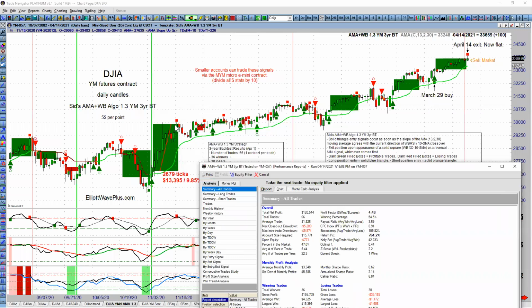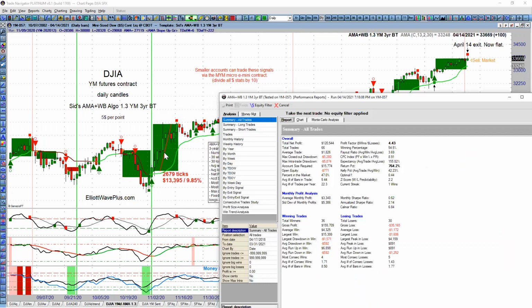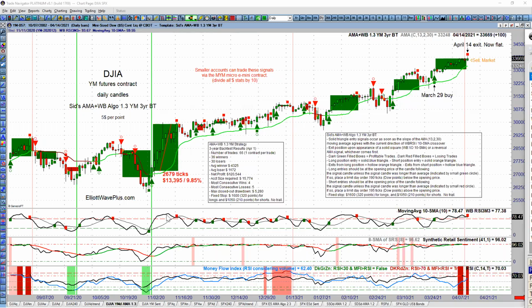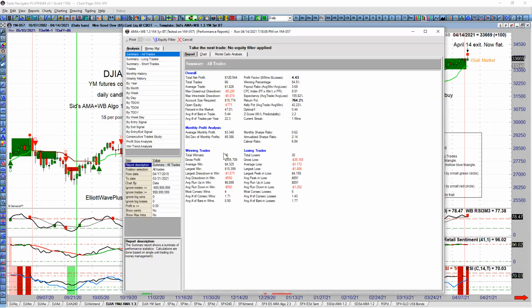The reason it was able to get such a huge winner is it doesn't have a fixed target of X amount of money. It waits until the Walter Bressert indicator and its moving average cross over. And so sometimes you get enormous moves where the momentum is very strong. This algo is designed to rake in all of that profit during these big home runs and grand slams. And that's what makes it profitable over a period of time, even though the winning percentage is just a little bit over 50%.